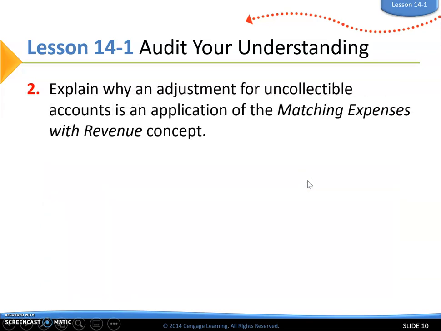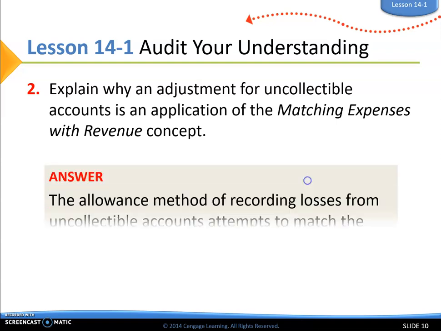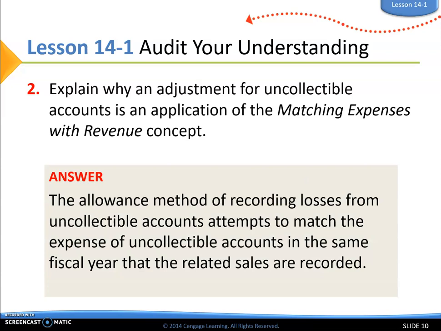Number two, explain why an adjustment for uncollectible accounts is an application of the matching expenses with revenue concept. The allowance method of recording losses for uncollectible accounts attempts to match the expense of the uncollectible accounts in the same fiscal period that relates to those sales that were recorded. So we want to make sure that, okay, if we sold something and we have that in accounts receivable and we're not collecting on that, that's an expense. We want to record that sale and that expense during the same fiscal period.